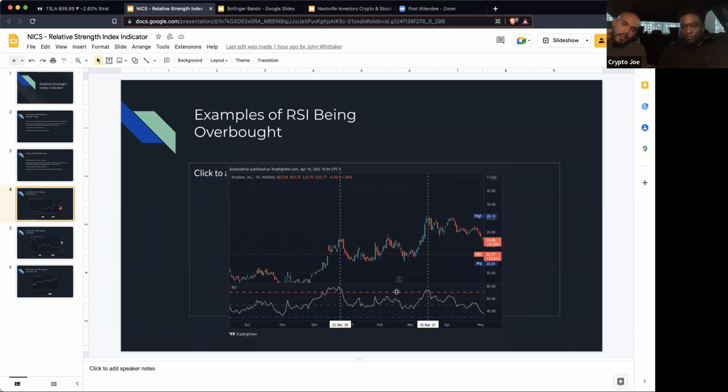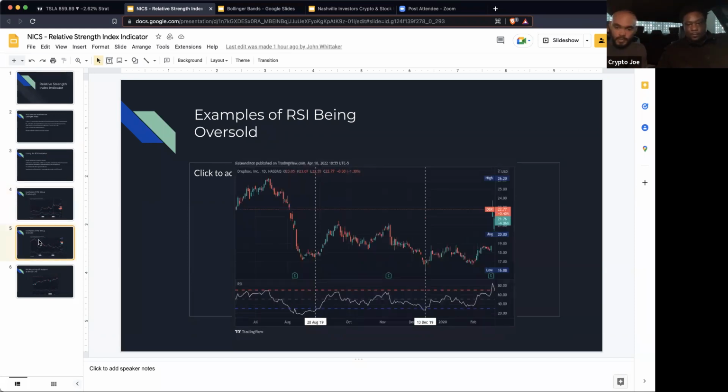Under 30 is telling you oversold. Over 70 on the indicator is telling you overbought. We'll just keep it simple for now. We'll answer questions in a minute.